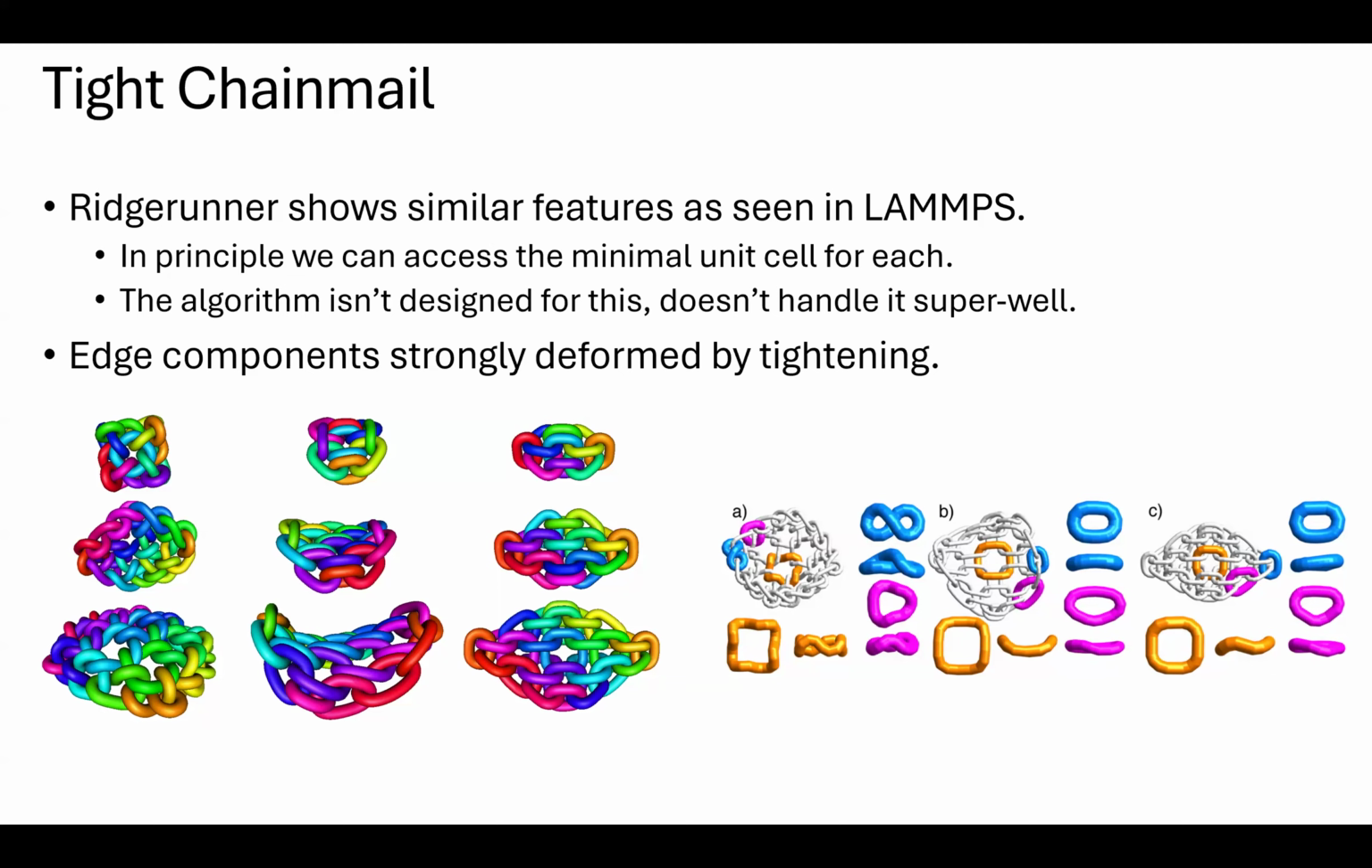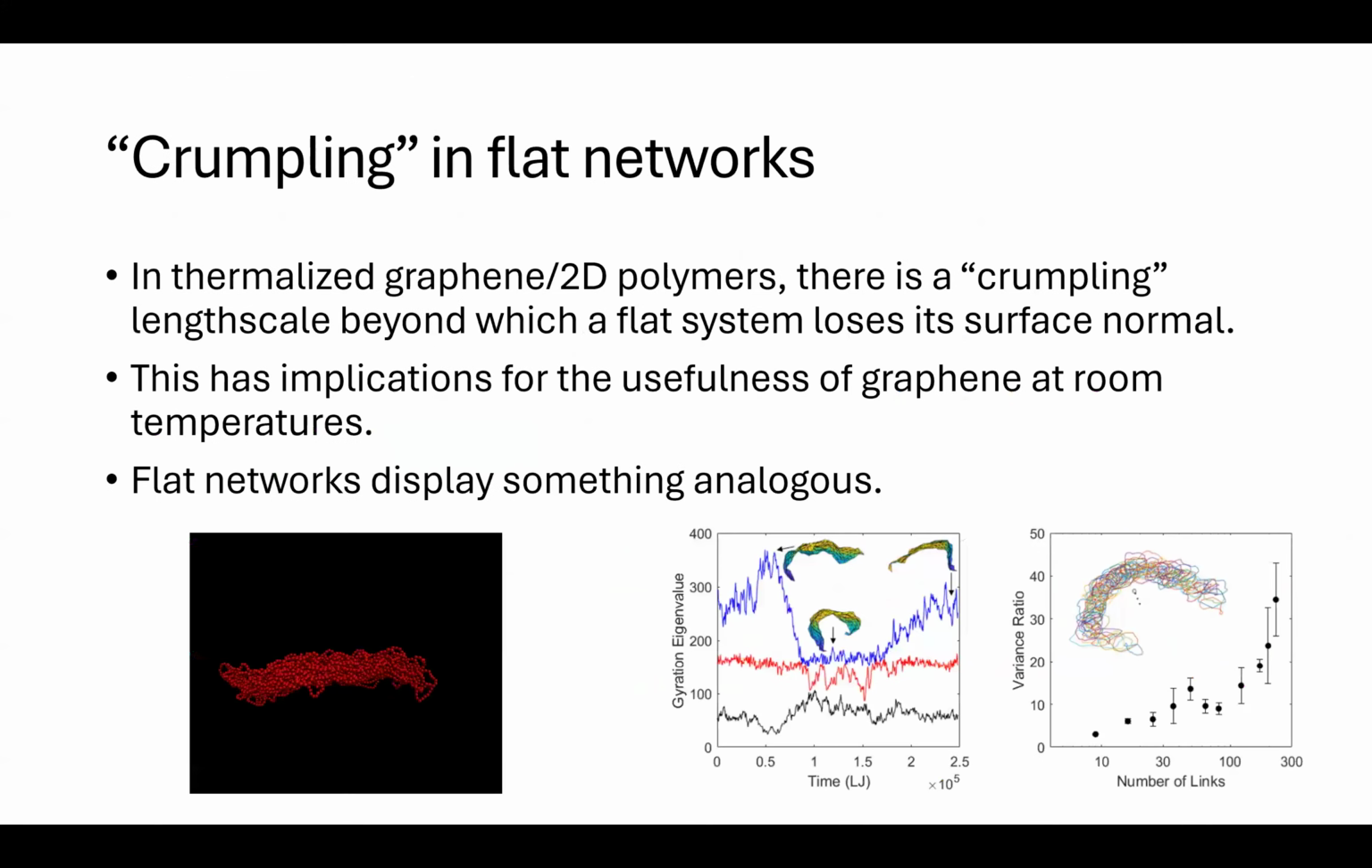An implication of this is that you can have things that look like supercoiling in networks that are not supercoiled. Does everybody here know what supercoiling is? Okay, then it doesn't matter.